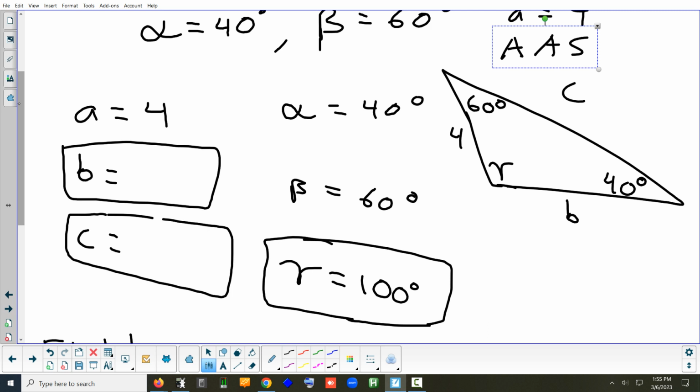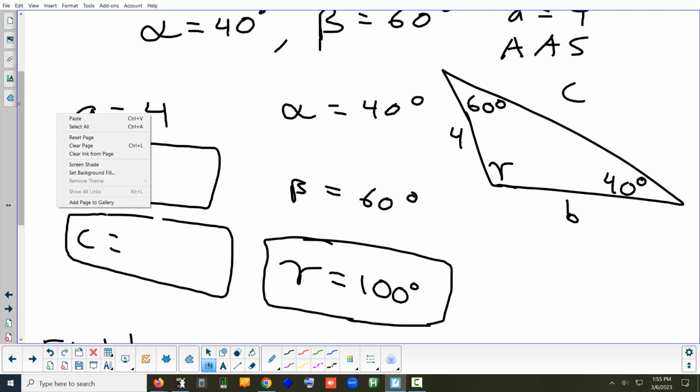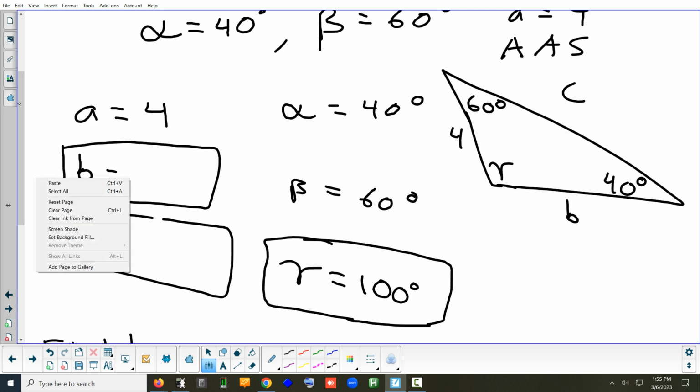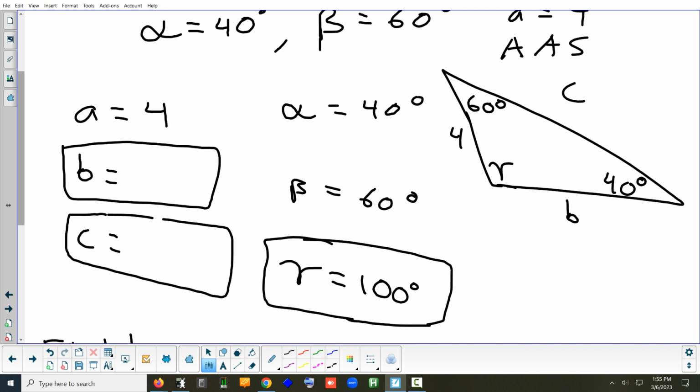To find something using the law of sines, when you look at your table, you have to use a full row and a partial row, because the two rows you pick have to have three out of four of the numbers in them.